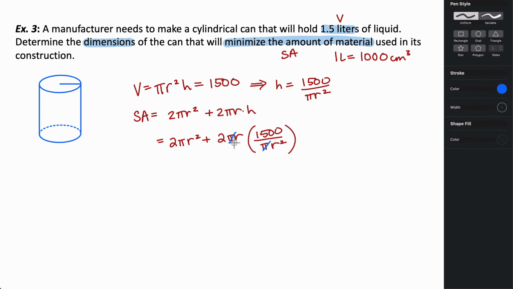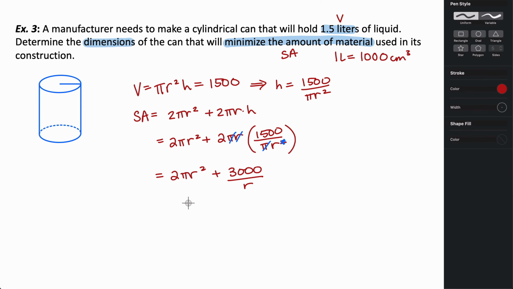The pi's are going to cancel. This r will cancel with one of these r's. And then the 2 times the 1,500 is 3,000. So we get 2 pi r squared plus 3,000 divided by r. Okay. Now, you can see that we're going to want to minimize this, so we're going to need to take the derivative of it.